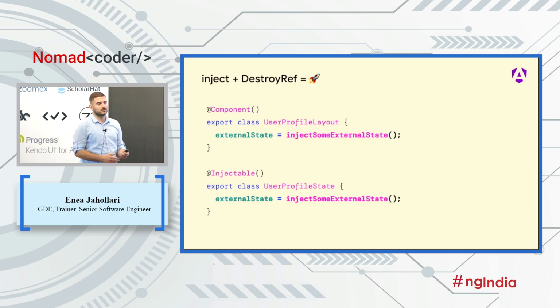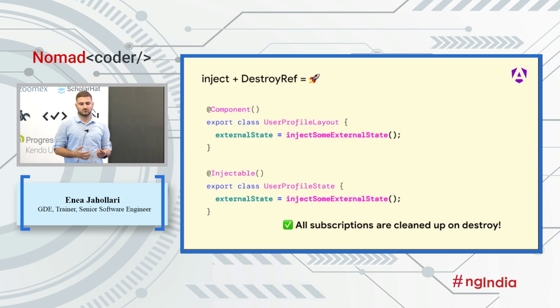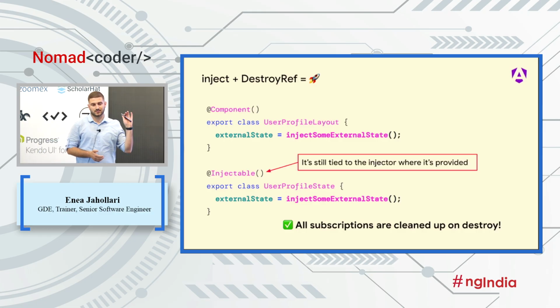Or inside injectables, because we can maybe provide this injectable service or state or store inside a component provider. And we know that when that component is destroyed, this injector gets destroyed, meaning that DestroyRef will call that onDestroy hook, and our subscription will get cleaned up. So it's something that really enables us to clean up everything safely. Of course, don't forget, it's still tied to the injector where it's provided. So if you provide this state in, say, bootstrap application providers, that thing will never be cleaned up.